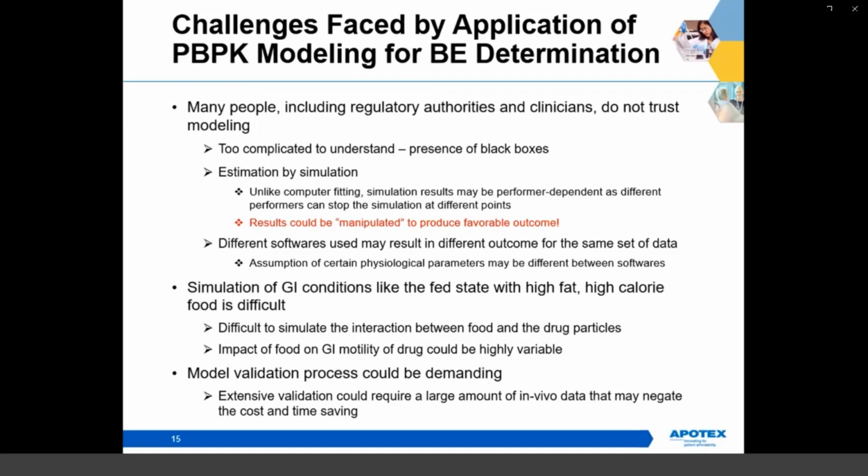The second challenge is that simulation of GI conditions, like the fed state with high fat, high calorie food, is difficult. For example, it can be difficult to simulate the interaction between food and drug particles. Also, the impact of food on GI motility of drug could be highly variable. The last challenge we believe exists is that model validation process could be demanding, such that extensive validation could require a large amount of in vivo data that may negate the cost and time saving.